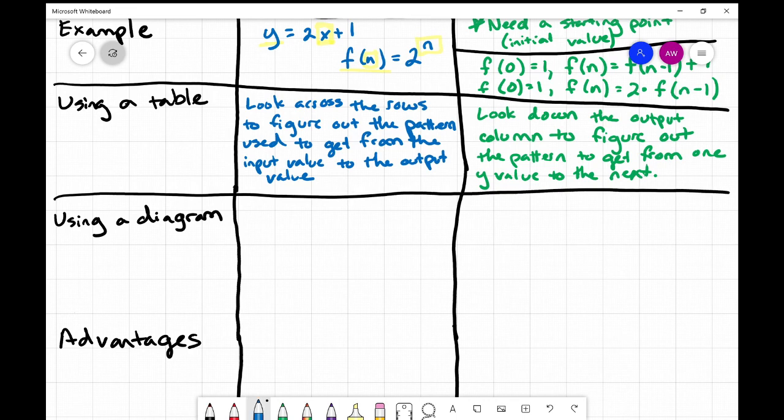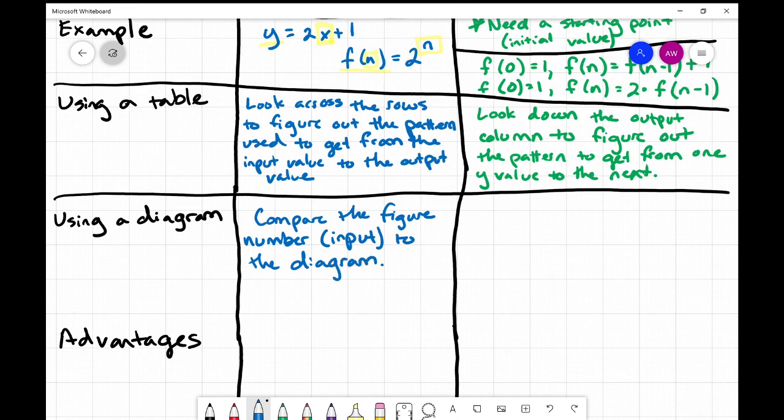If you're using a diagram for the explicit formula, you would compare the figure number, or the input, to the diagram. Using a diagram with a recursive formula, you would try to find the previous figure in the next figure.